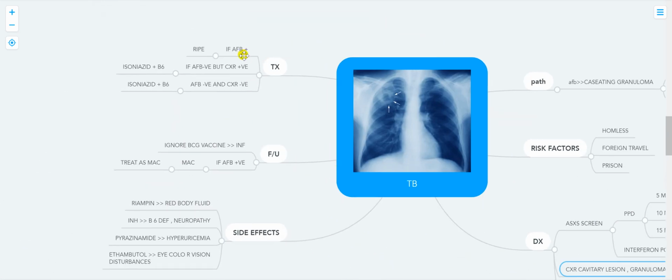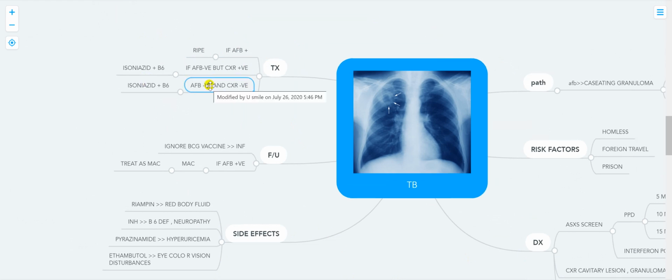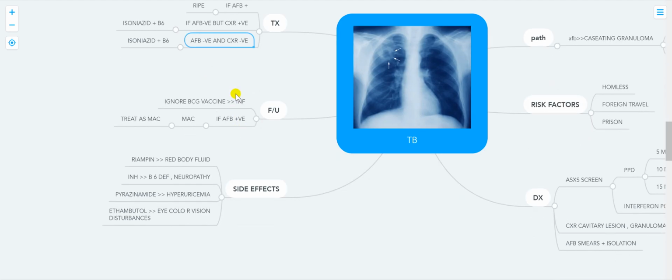Okay, so how do you treat it? If acid-fast bacilli positive, then you give rifampin, isoniazid, pyrazinamide, ethambutol. If acid-fast bacilli negative but chest x-ray positive, you give isoniazid only for 9 months plus B6. If both negative but you could still suspect there are symptoms, then you confirm it in other ways, then you can do isoniazid and B6. Follow up, you can follow up with acid-fast bacilli or interferon.